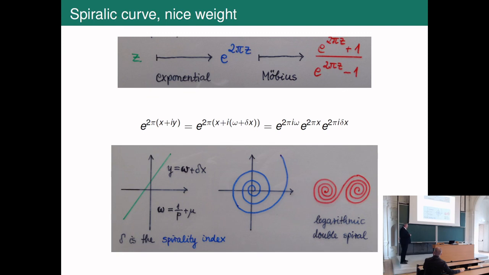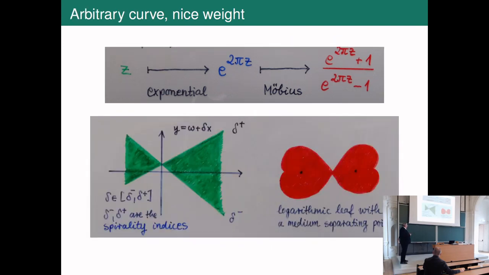The best way to imagine this is to think of the complex plane as the Riemann sphere, and then such a logarithmic spiral is something that scrolls out of the North Pole and then scrolls in at the South Pole. And in this way, you obtain such logarithmic double spirals.